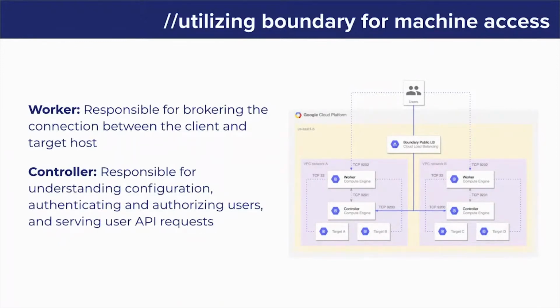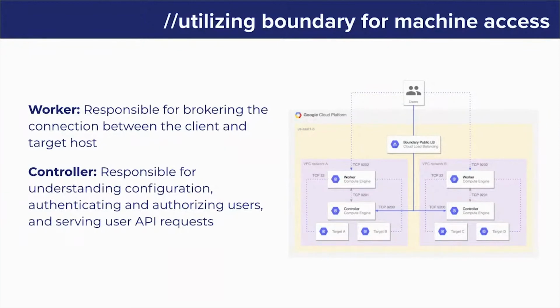I realized when I did this slide that it should probably be the other way around. But the controller is the brains behind Boundary. As I set my Boundary cluster up and start configuring things like users and what machines they can connect to, that is all done on the controller side. It's also responsible for authorizing and authenticating users, as well as serving any API requests we get, whether through the REST API, the CLI, or the UI.